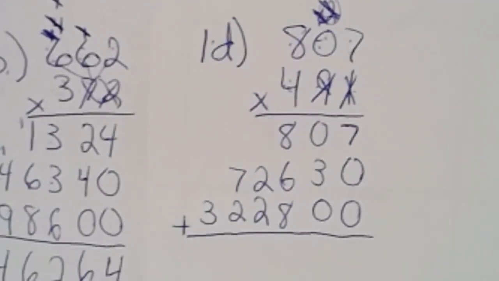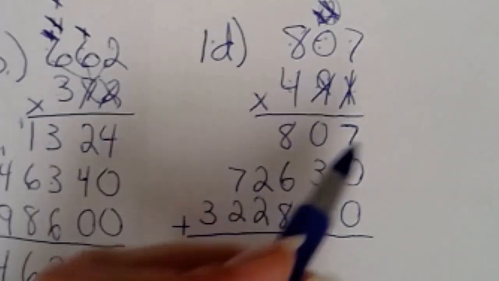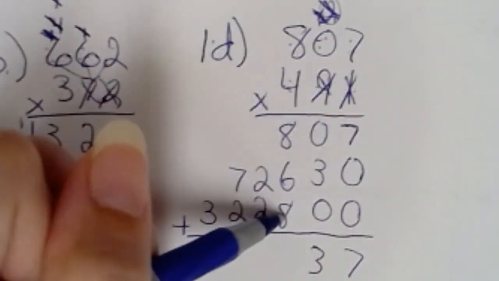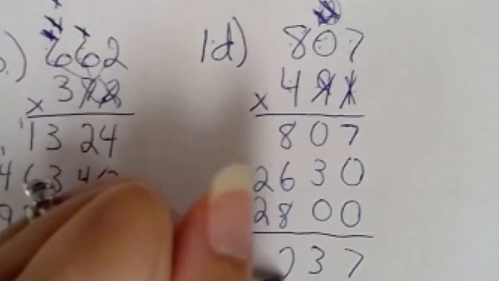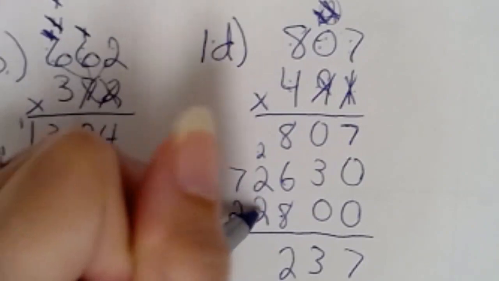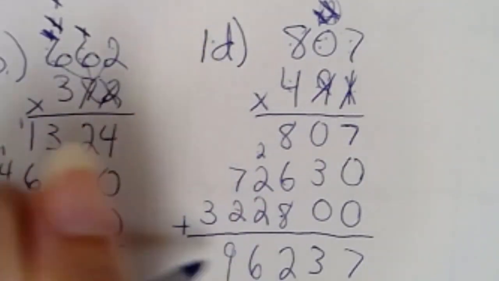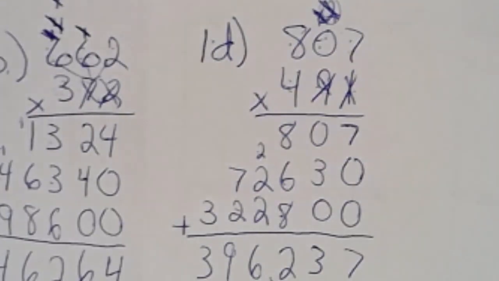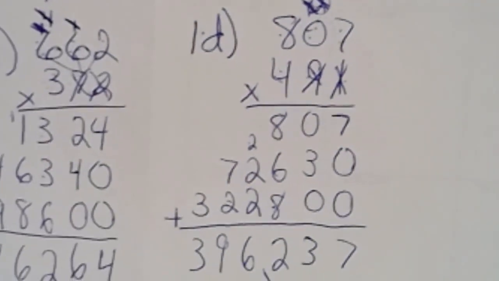We add our partial products. This is 7, this is 3, 8 and 8 is 16, 19, 20, 21, 22. Plus 6 more is 22, 2, 4, 6, 7 and 2 is 9, and 3 and nothing is 3. 396,237. All right, 1E.